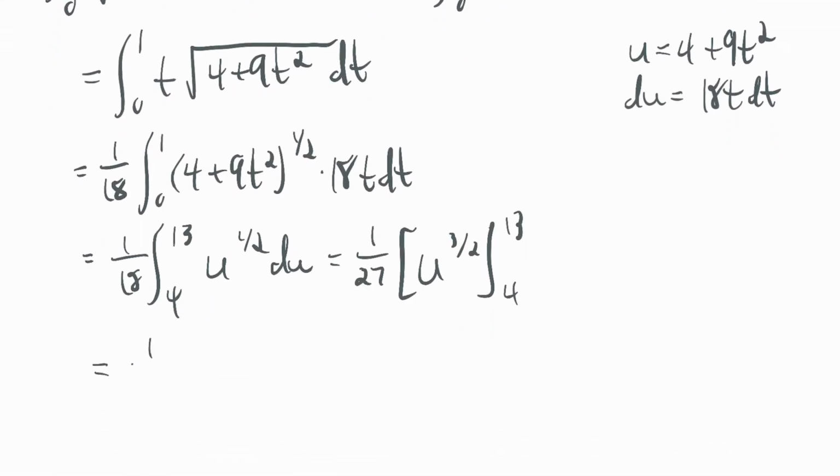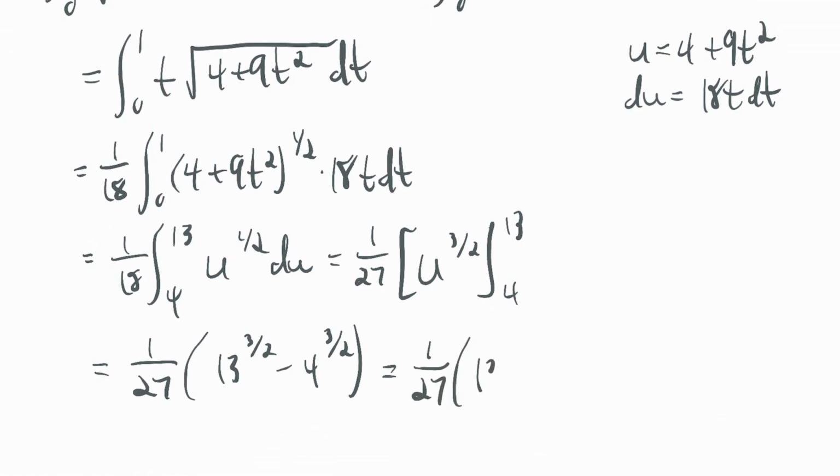So I'll get 1 over 27 times 13 to the 3/2 power, which we could write differently: 1 over 27 times (13 root 13 minus 8), if you want to write it that way. There we go. That is the arc length. I don't have a graph, but you could check that yourself if you want.